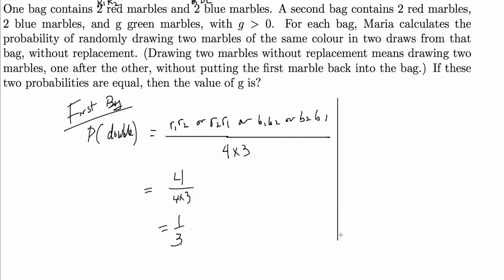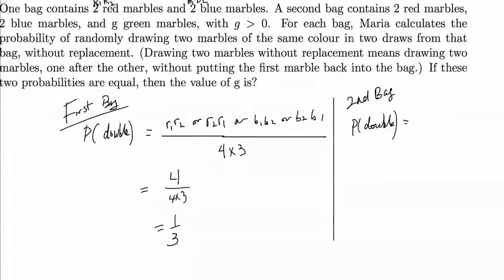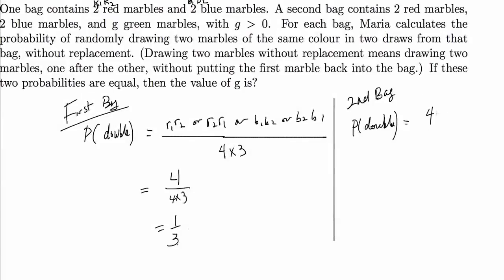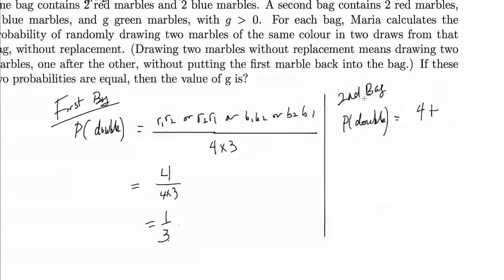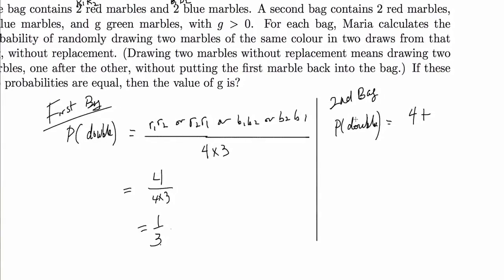Okay, so now the second bag. Again, the probability of getting a double. Alright, so similar, it has 2 red and 2 blue marbles, so there's going to be 4. I'm just going to count that 4. And there's G green marbles. Okay, G green marbles. So they don't actually tell us how many green marbles, it just tells us in a variable. So we have to express, right, the 2 we can pick from the green marbles.